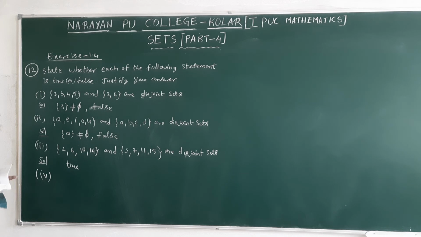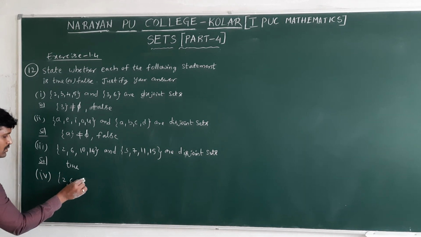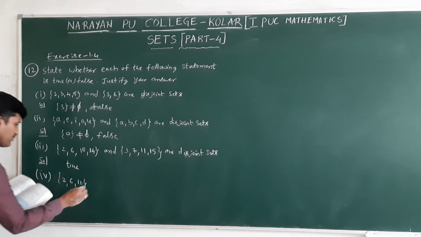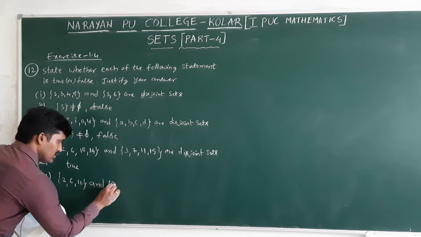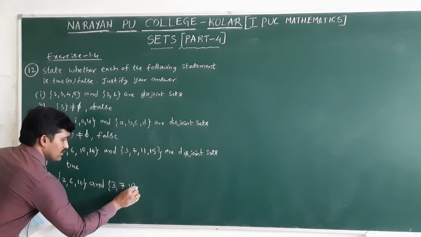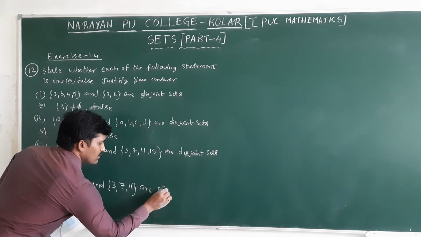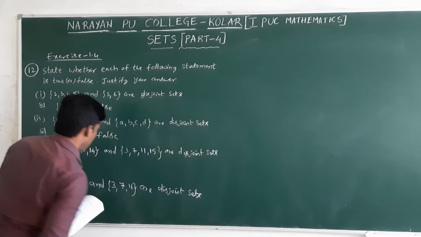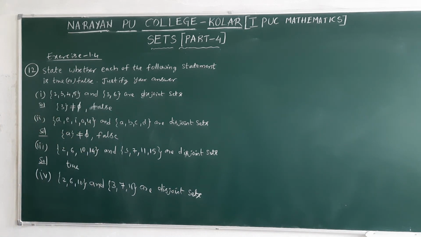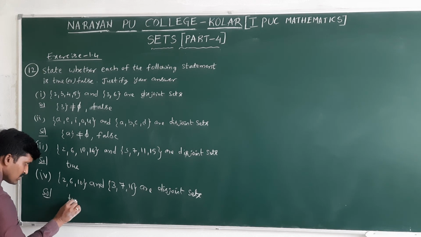Fourth one, the set {2, 6, 10} and the set {3, 7, 11} are disjoint sets. Here also, are there any common elements? Not there. That's why these two sets are clearly disjoint. This is a true condition.